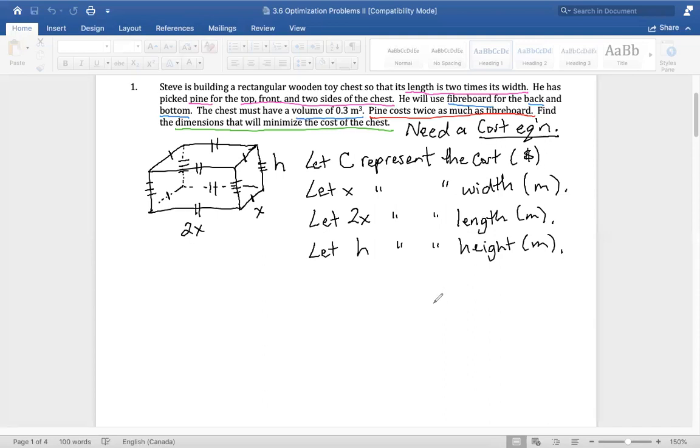So let's go ahead and figure out what our cost equation is going to be. So we have to be careful here. We know we have 2 different types of costs, because we know that pine costs twice as much as fiberboard. I know that I have the cost of buying the pine, and I know I have the cost of buying the fiberboard, right? So let's work out the pine for right now first, just because it came first in line. It didn't matter. You could have done the fiberboard first.